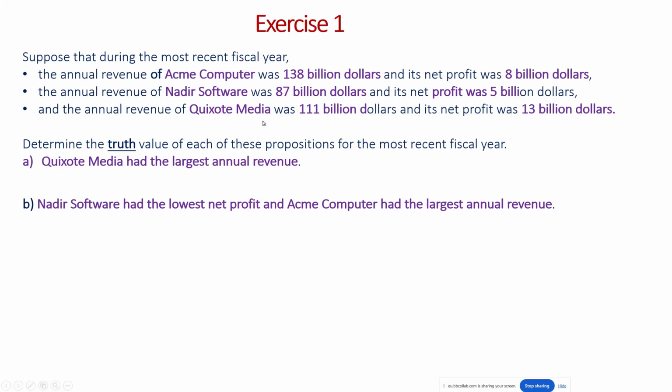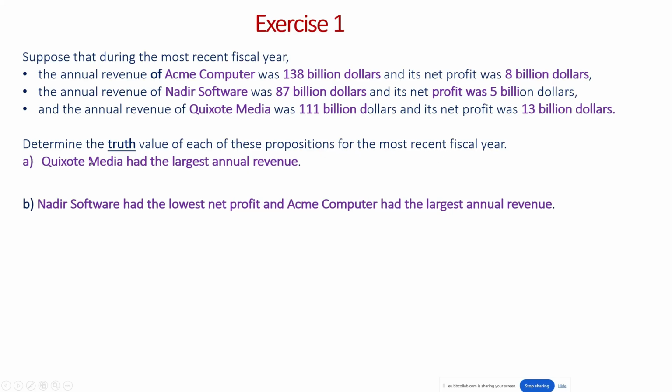Suppose that during the most recent fiscal year, the annual revenue of ACM Computer was this, and its net profit was that. The annual revenue for Nadir Software was 87 billion, and its net profit was $5 billion. And the annual revenue for the media company was $111 billion, and its net profit was 13 billion. Now determine the truth value of each of these propositions for the most recent fiscal year.